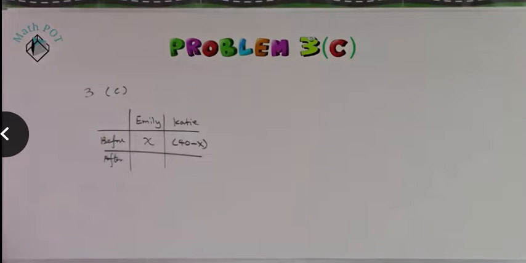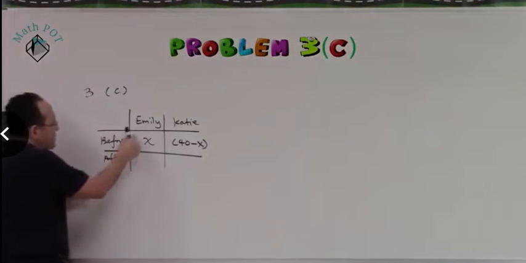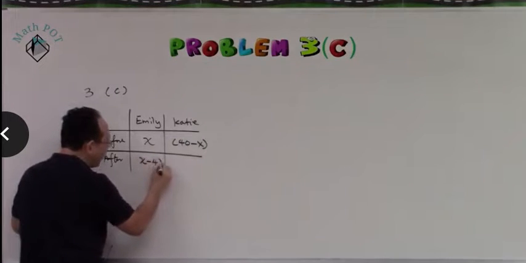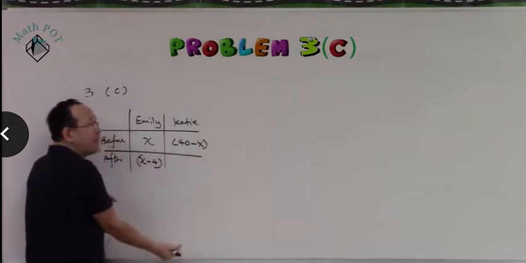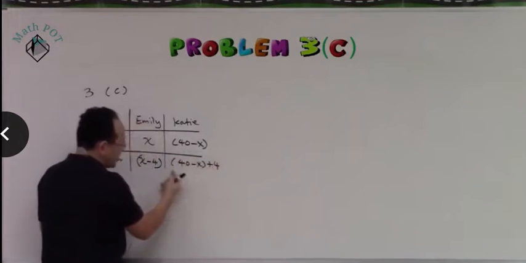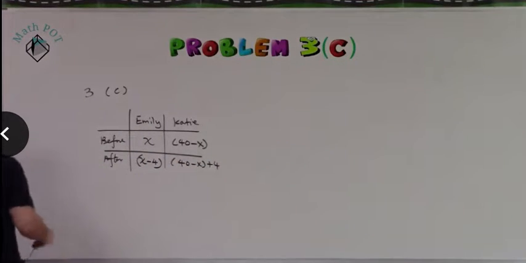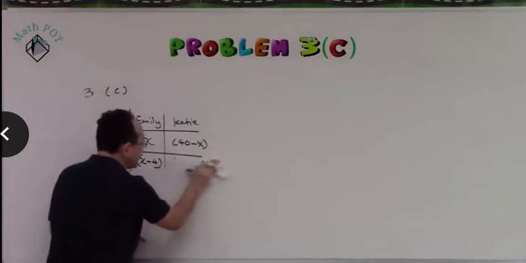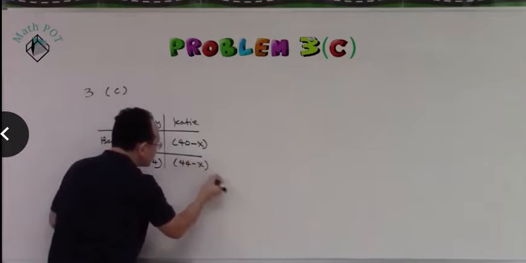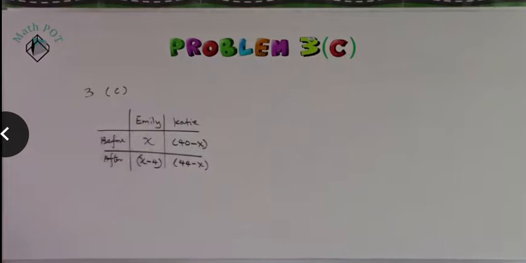After Emily gave Katie 4, what that means is Emily's number must decrease by 4, and of course, Katie's number increases by 4. So this is 40 minus x and then plus 4. Simplify, this is 44 minus x, inside of parentheses. Look at here. By introducing only one variable, we figured out all 4 missing numbers.